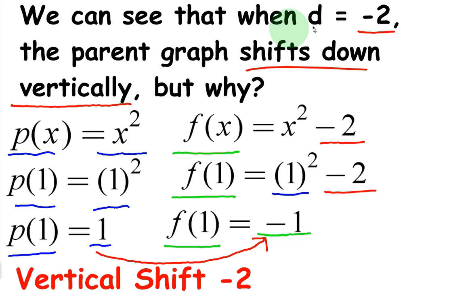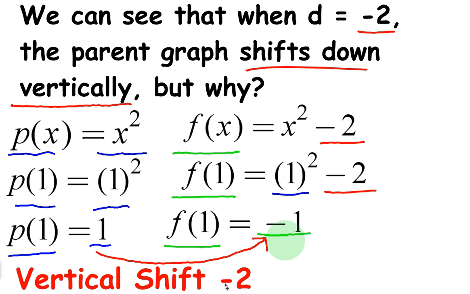Why is this? Well, we can see that when d is negative 2, the parent graph shifts down vertically, but why? Well, you're just taking whatever that y value was, and you're subtracting 2 from it. So if p of 1 is 1, the new y value will be 2 less than that, negative 1, because it's the same p of x except you're subtracting 2.